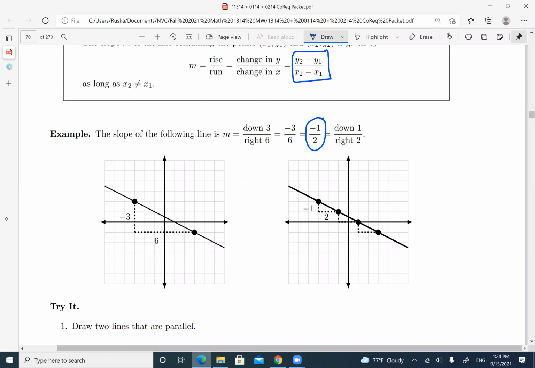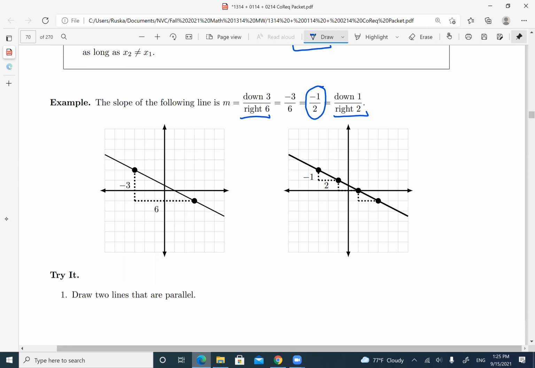You're going to get absolutely the same line if you do 3 down and 6 to the right, or if you do 1 down and 2 to the right. So this and this are the same. It's going to give you the same straight line because the ratio between down and to the right is the same. Make sense? Yes. So here you have 2 of the same lines.